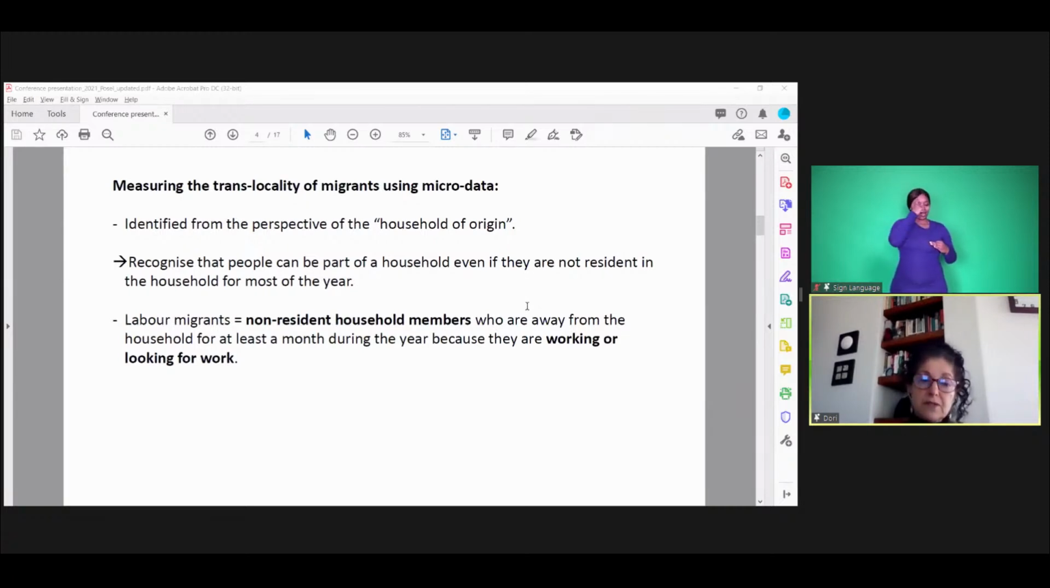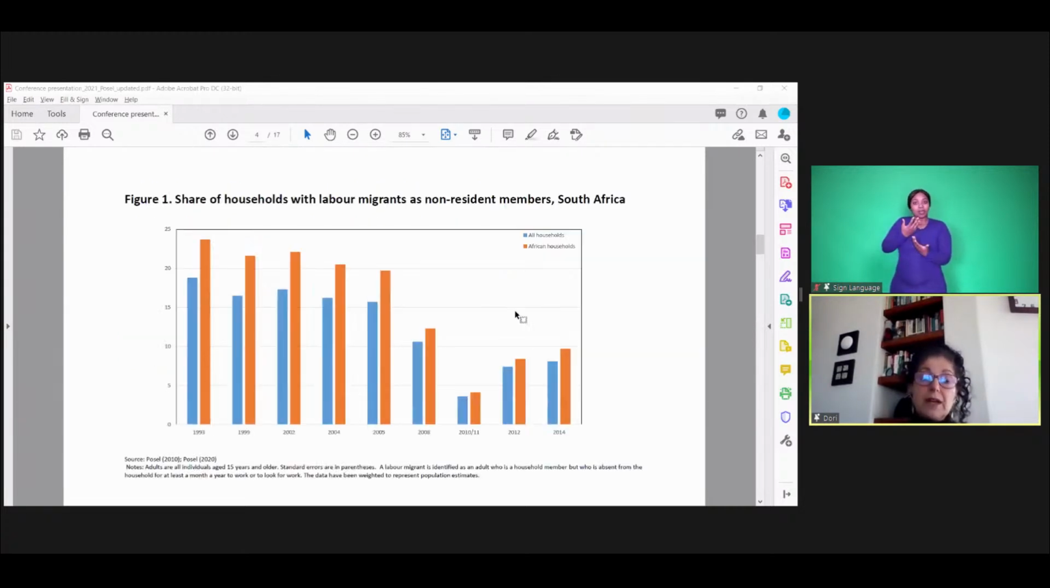So labor migrants specifically are identified in the microdata as non-resident household members who are away from the household for some period of time, typically for at least a month during the year, because they are working or because they are looking for work. So figure 1 describes the share of households that include at least one labor migrant as a non-resident member in South Africa. And the data come from the 1993 PSLSD, the 1999 October household survey, the labor force surveys in the 2000s, and then 4 waves of the NIDS data from 2008 to 2014.